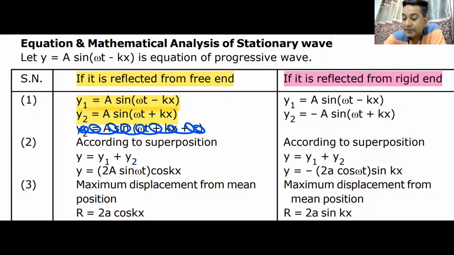But if you look at the pink side, the original wave was omega t minus kx. The returning wave, the reflected wave, is minus a sine omega t plus kx. It has undergone a phase difference of pi. Do we see this? Yes or no? Yes, sir.